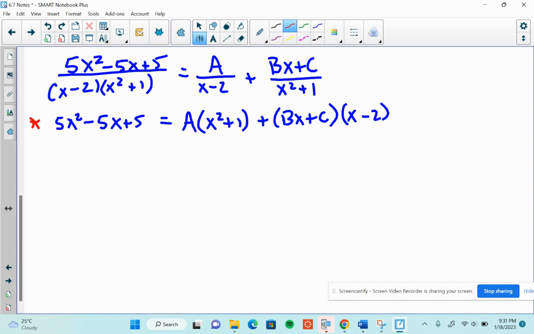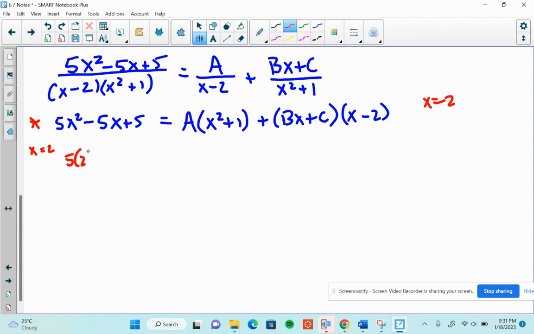Now, we do have one nice x value. We have x equals 2 that we can use. So notice what happens when we plug in x equals 2. This is going to turn into 0, that whole thing, because 2 minus 2 is 0, and 0 times anything is 0. So that piece will disappear. So we plug in the x equals 2.